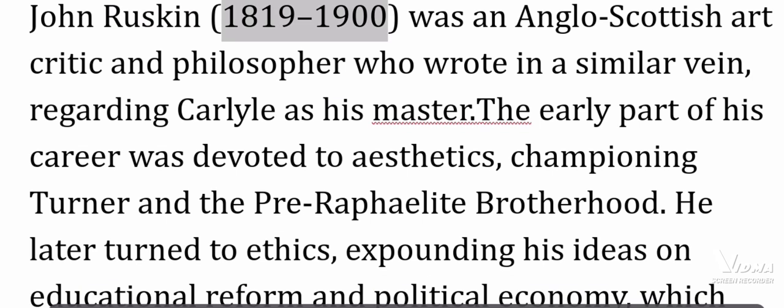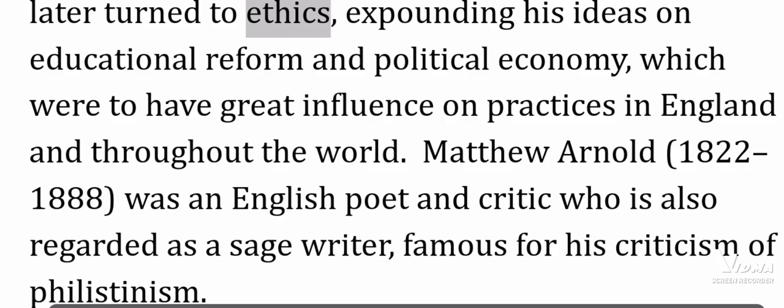John Ruskin, 1819 to 1900, was an Anglo-Scottish art critic and philosopher who wrote in a similar vein, regarding Carlyle as his master. The early part of his career was devoted to aesthetics, championing Turner and the Pre-Raphaelite Brotherhood. He later turned to ethics, expounding his ideas on educational reform and political economy, which were to have great influence on practices in England and throughout the world.